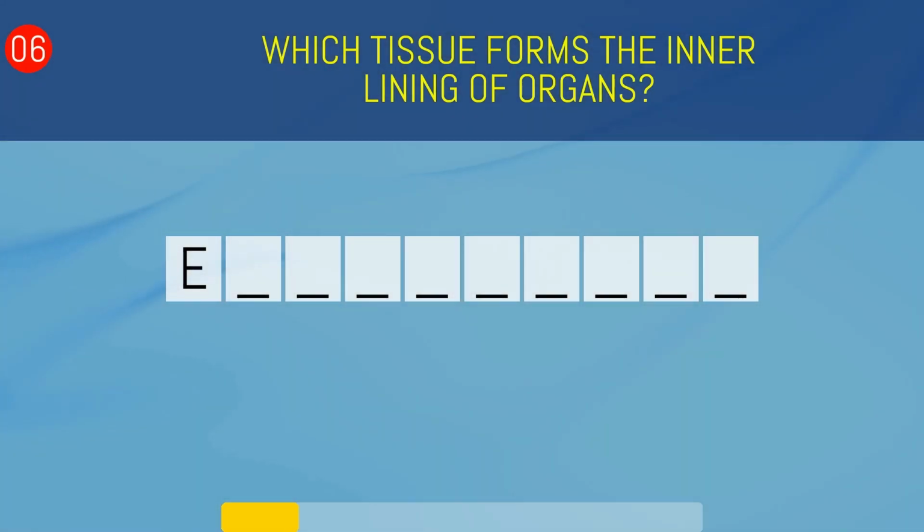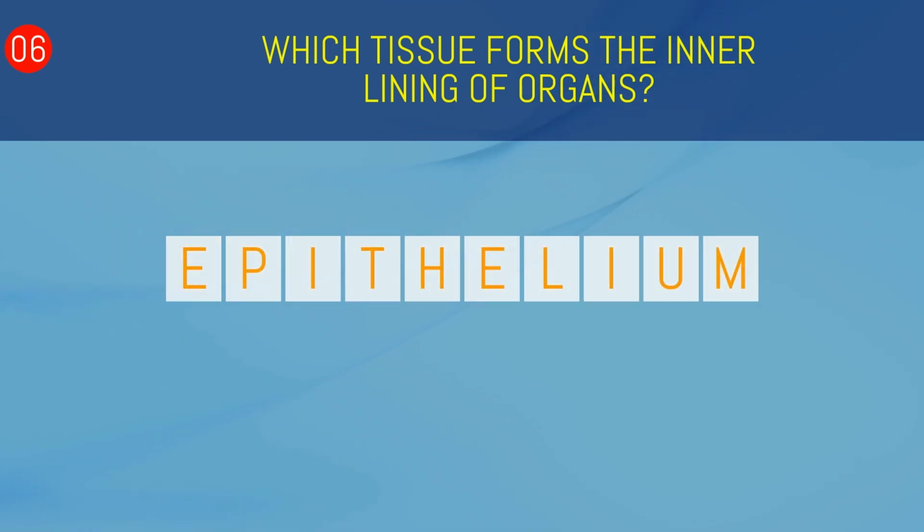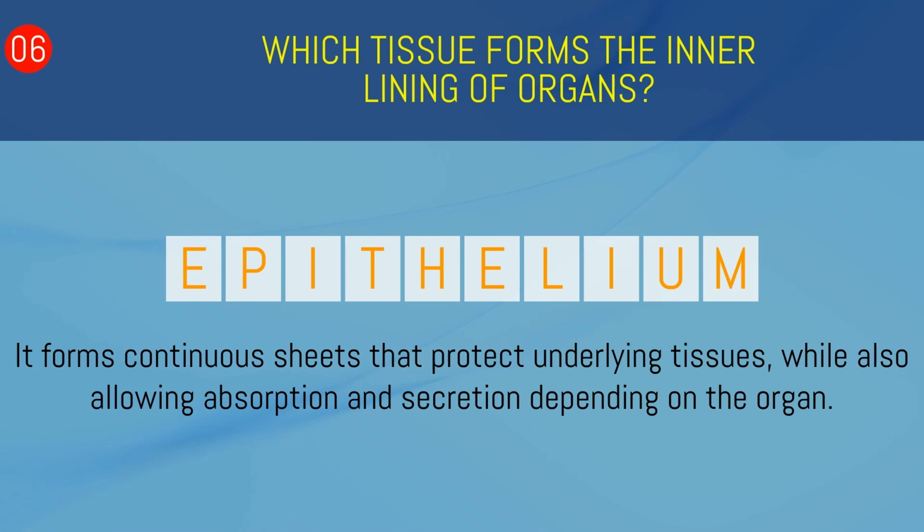Which tissue forms the inner lining of organs? Epithelium. It forms continuous sheets that protect underlying tissues, while also allowing absorption and secretion depending on the organ.